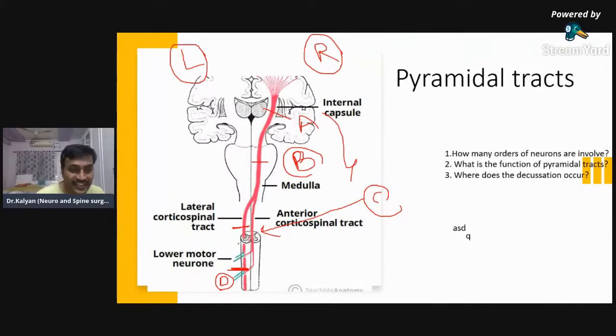Is there any difference in the weakness in C and D? In C you are finding weakness on the same side. In D also you are finding weakness on the same side. But is there any difference? In C, am I injuring the upper motor neuron or the lower motor neuron? In C, is it the UMN or LMN?